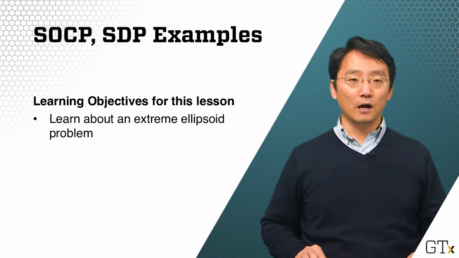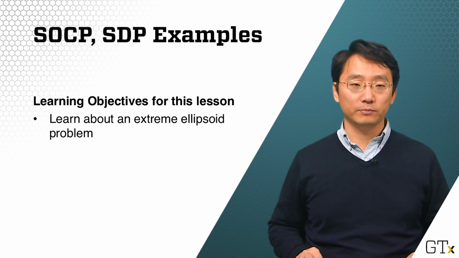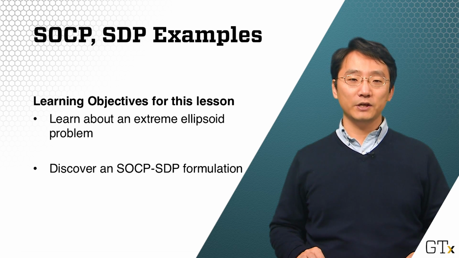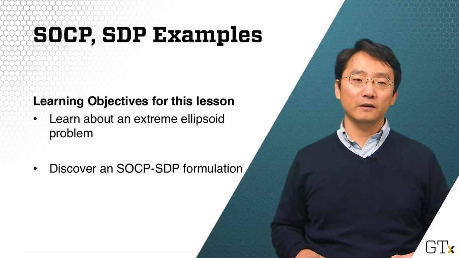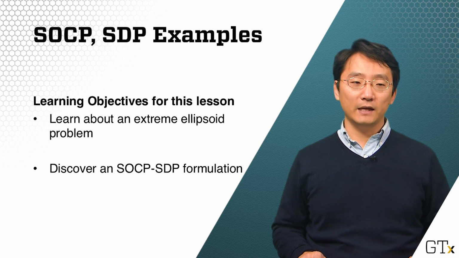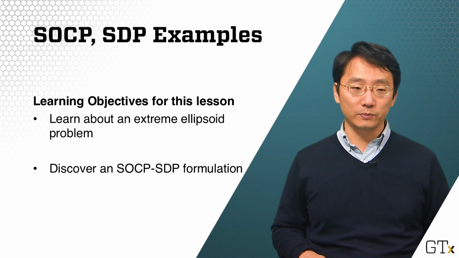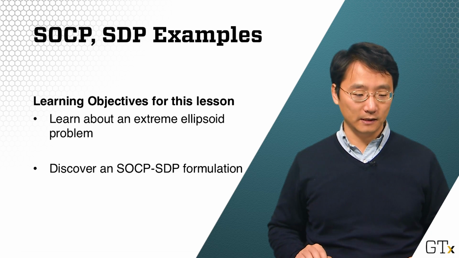So in this lesson, we're going to learn about a new class of problem called the extremal ellipsoid problem, or extreme ellipsoid problem. And we're going to discover a formulation that involves both an SDP constraint and an SOCP constraint. Remember, in the previous two lessons, we looked at a linear classification problem which can be formulated as SOCP, and then an experiment design problem that can be formulated as an SDP. In this lesson, we're going to learn a more complicated problem which needs both SOCP and SDP constraints.